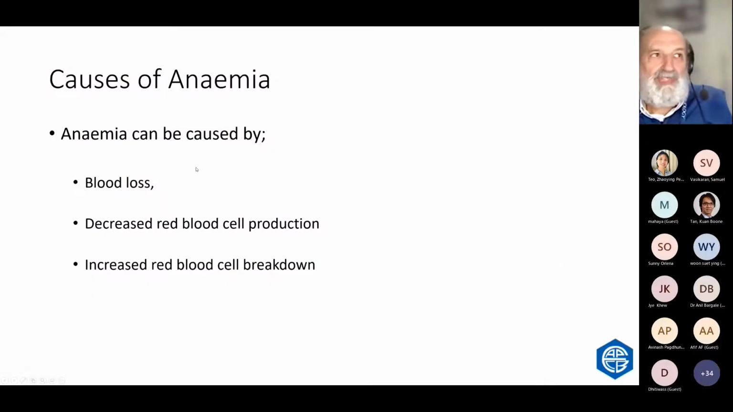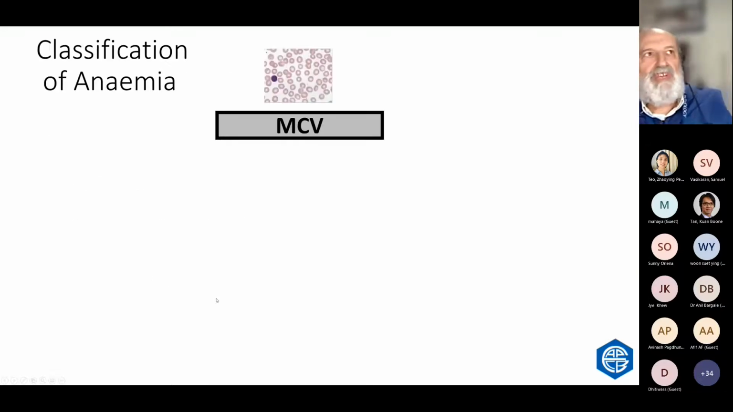Now, the causes of anemia can be classified in different ways. You can lack a number of healthy red cells because you're losing them, because you're not making them, or because you're breaking them down more often. But generally, the classification of anemia that we use is based on the mean cell volume, or the size of the red blood cells on the film.